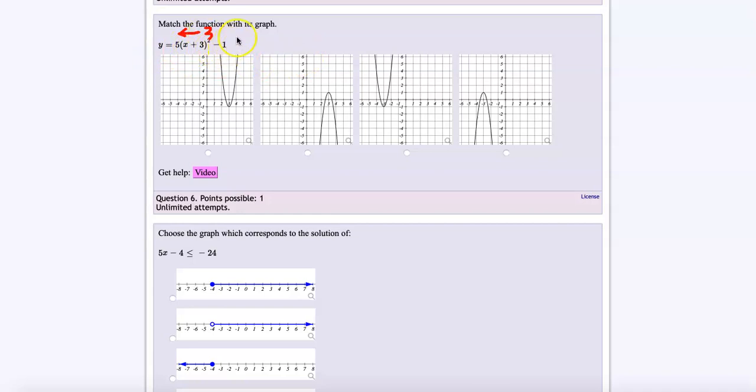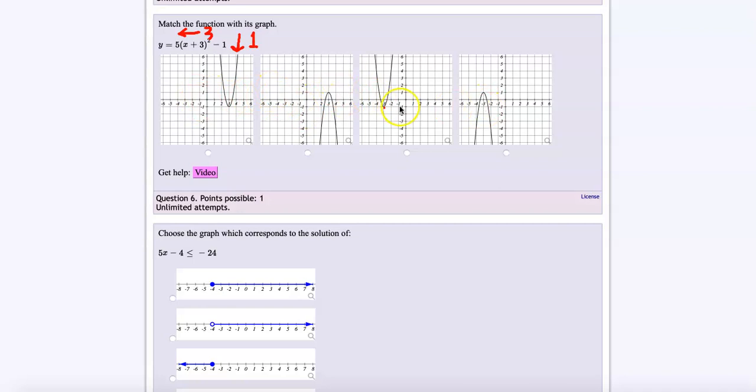And then this negative 1 on the outside means you have a shift down by a factor of 1. Because if it's on the outside of the function, then it's going to be intuitive and it's going to be vertical. So left 3, down 1. The parabola has gone to the left 3, down 1. So the vertex is right there. Do we see any other graphs that do that? Left 3, down 1, left 3, down 1, left 3, down 1?